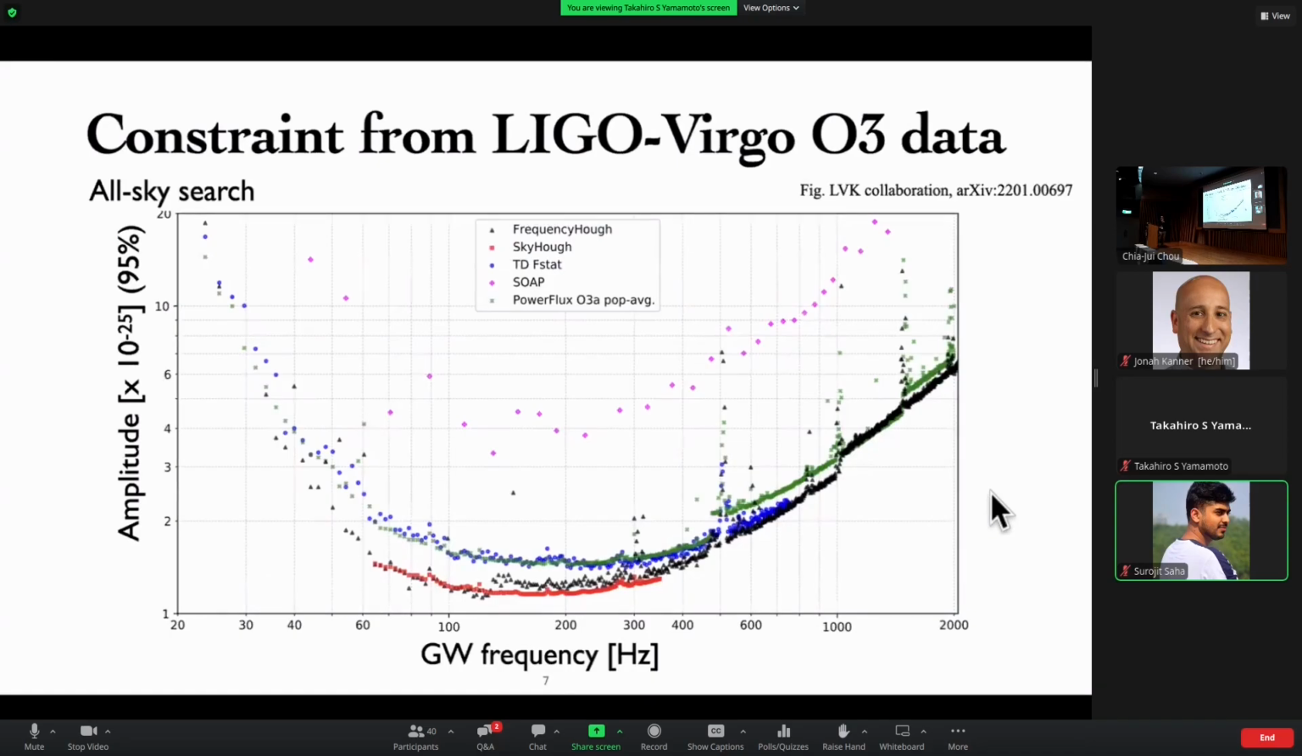This figure shows a constraint on amplitude obtained by the all-sky search. We don't assume any sources, and we search over the entire sky, and we get an amplitude constraint as a function of the frequency. From 60 hertz to 500 hertz, the constraint is order 10 to the minus 25 or so.